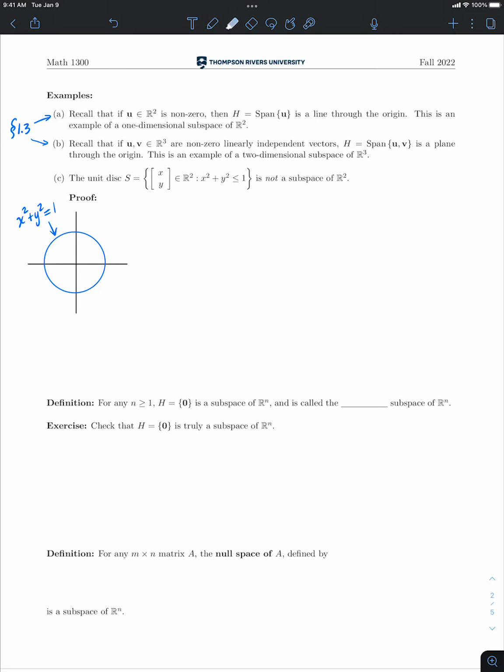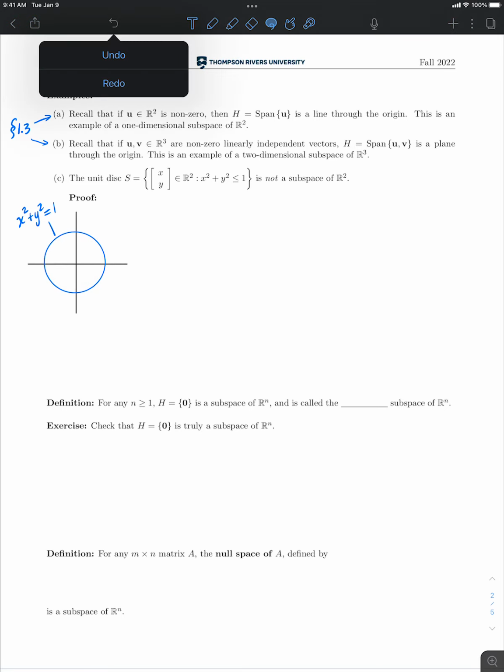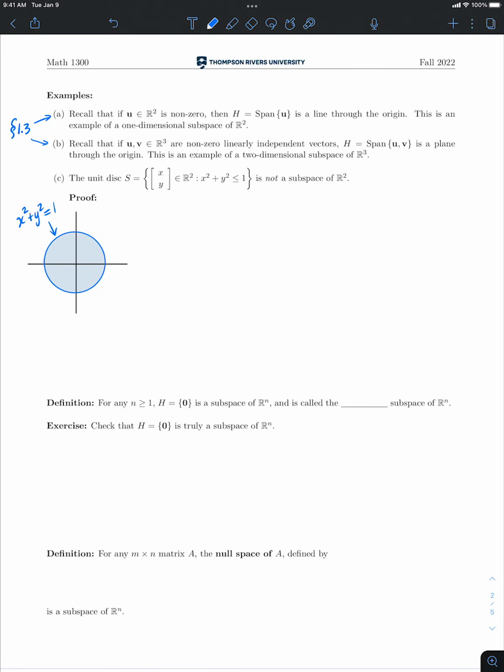So what's going to happen? The modification that makes is that we're also going to include all the points inside the circle. That's the effect the inequality has. So we're not just including the points on the boundary of the circle, we're including all the points inside the circle. And that's why it's referred to as the unit disk instead of the unit circle. Okay, so why is this not a subspace of R2? Well, what are the three conditions? Again, remember the first condition is that your subspace must contain the zero vector.